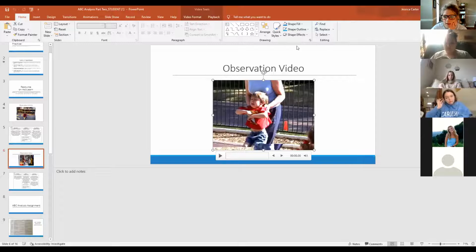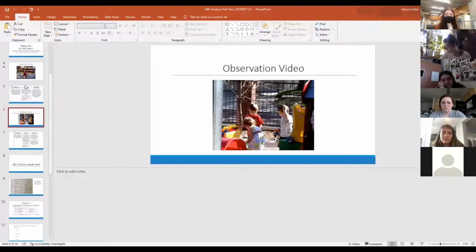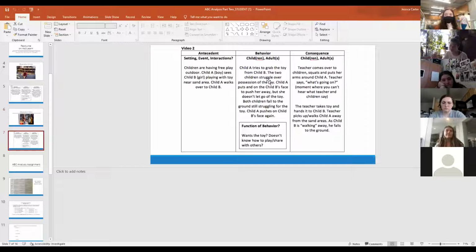So what would you write in the behavior column here? What did we see child A, the fella in the red shirt, doing? We saw child A going for a toy that was already being occupied and played with. And when child B would hand over the toy, we saw them begin to get physically aggressive and start to push and pull and try to get that toy. Yes. Basically everything that was just said.